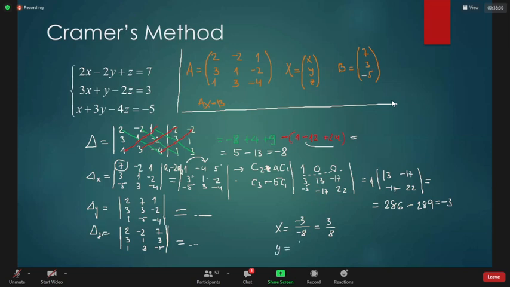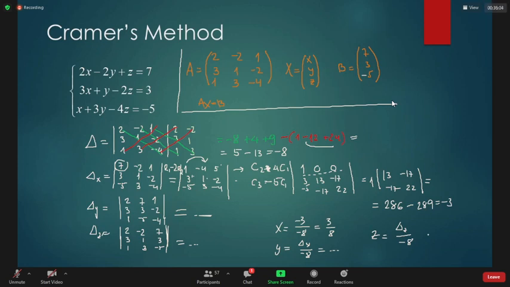Y would be, again, the y determinant divided by the system determinant. In my version it's at the moment minus 8, again we would be able to find the value. And for z, we would take the z determinant and again divide by the system determinant, which looks like minus 8. I'm not exactly sure if it's correct.